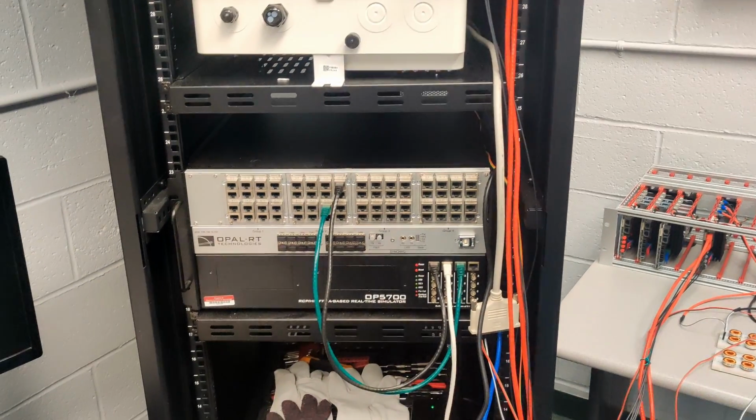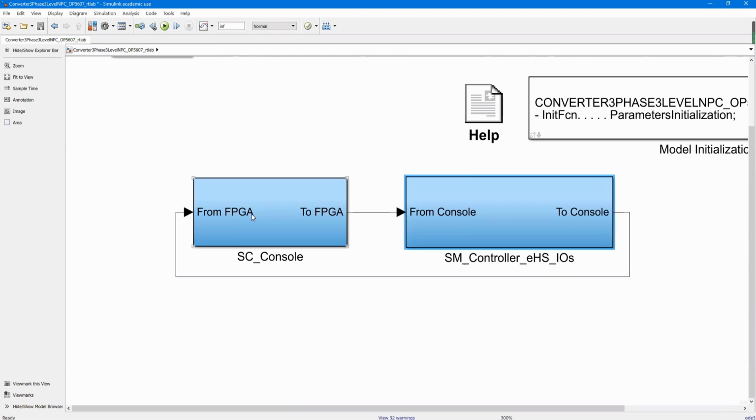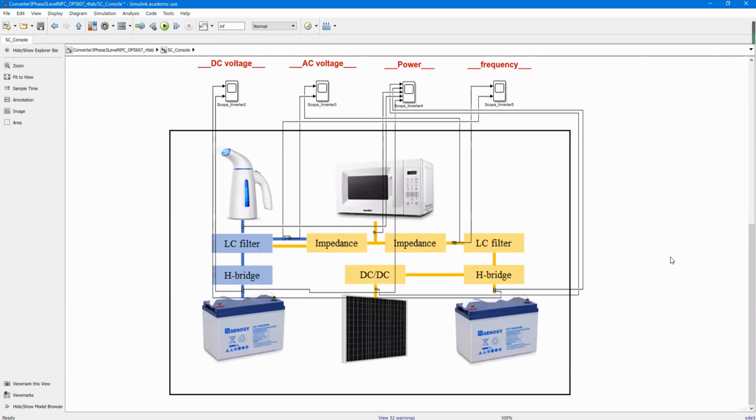And in the OpenRT platform, the upper yellow block is the software FPGA simulation. The lower yellow block is hardware input and output. The OpenRT platform can assemble the hardware part and the software part together while exchanging their data and power flows in the real-time scale. And in the console, we can overview the microgrid network. The blue part is the hardware, and the yellow part is the FPGA simulation.